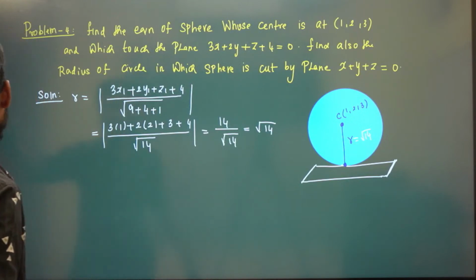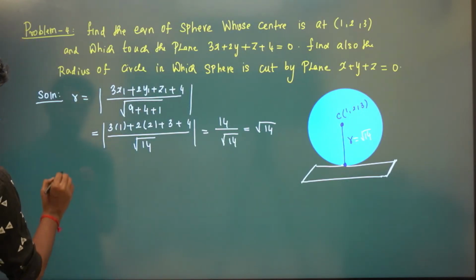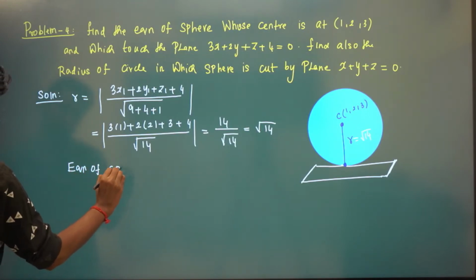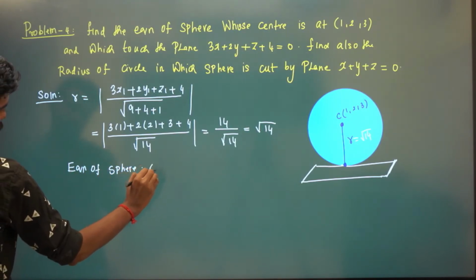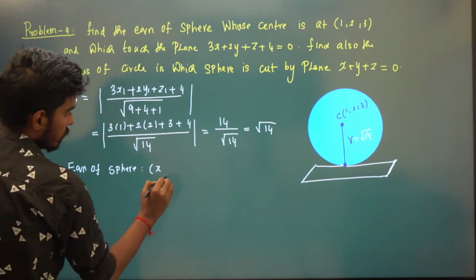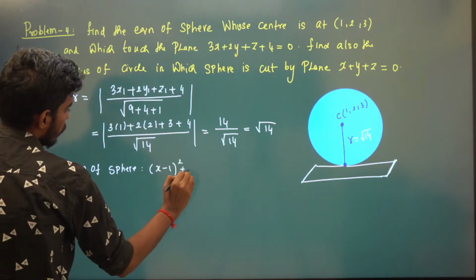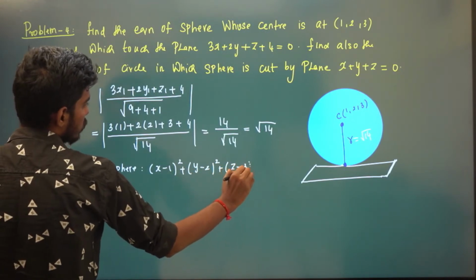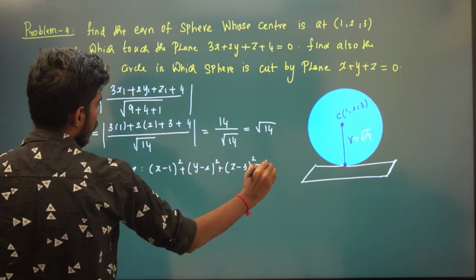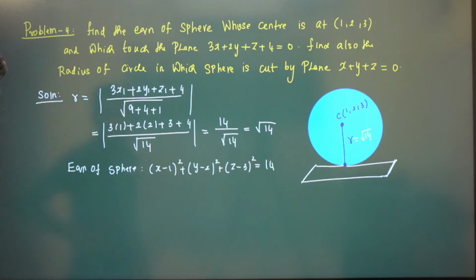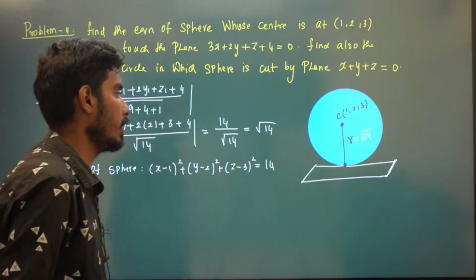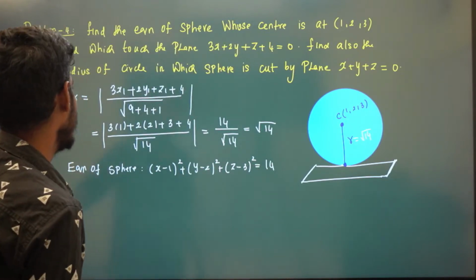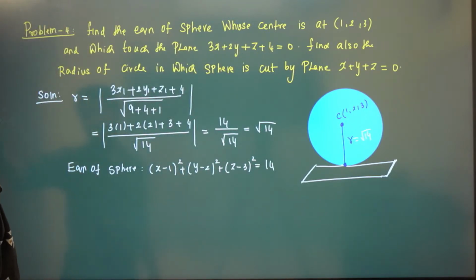So the equation of sphere is (x minus 1) whole square plus (y minus 2) whole square plus (z minus 3) whole square is r square. So r square will be 14. So this is the equation of sphere. Now we need to find the radius of the circle which is cut by the plane.